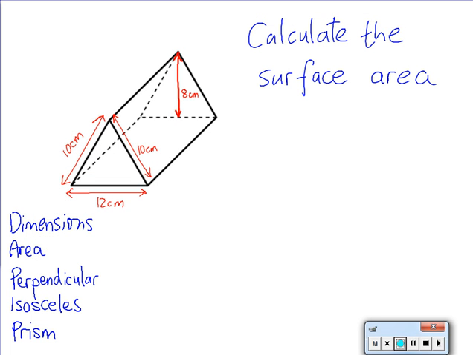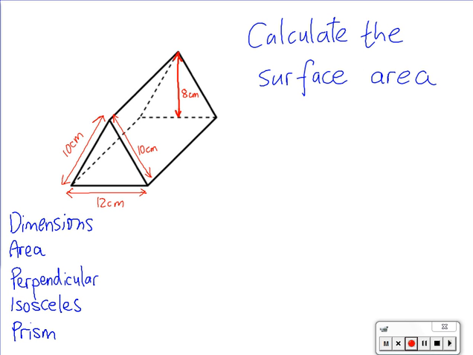So my favourite topic, we're looking at Toblerones, or to give them their correct title, triangular prisms. So this is quite a difficult problem. There's a lot of maths involved, and there are also, which you might find difficult, lots of key words. So I've written them down there. They're here in the bottom left hand corner. Dimensions, area, perpendicular, isosceles and prism. So we've really got to pay attention to those.